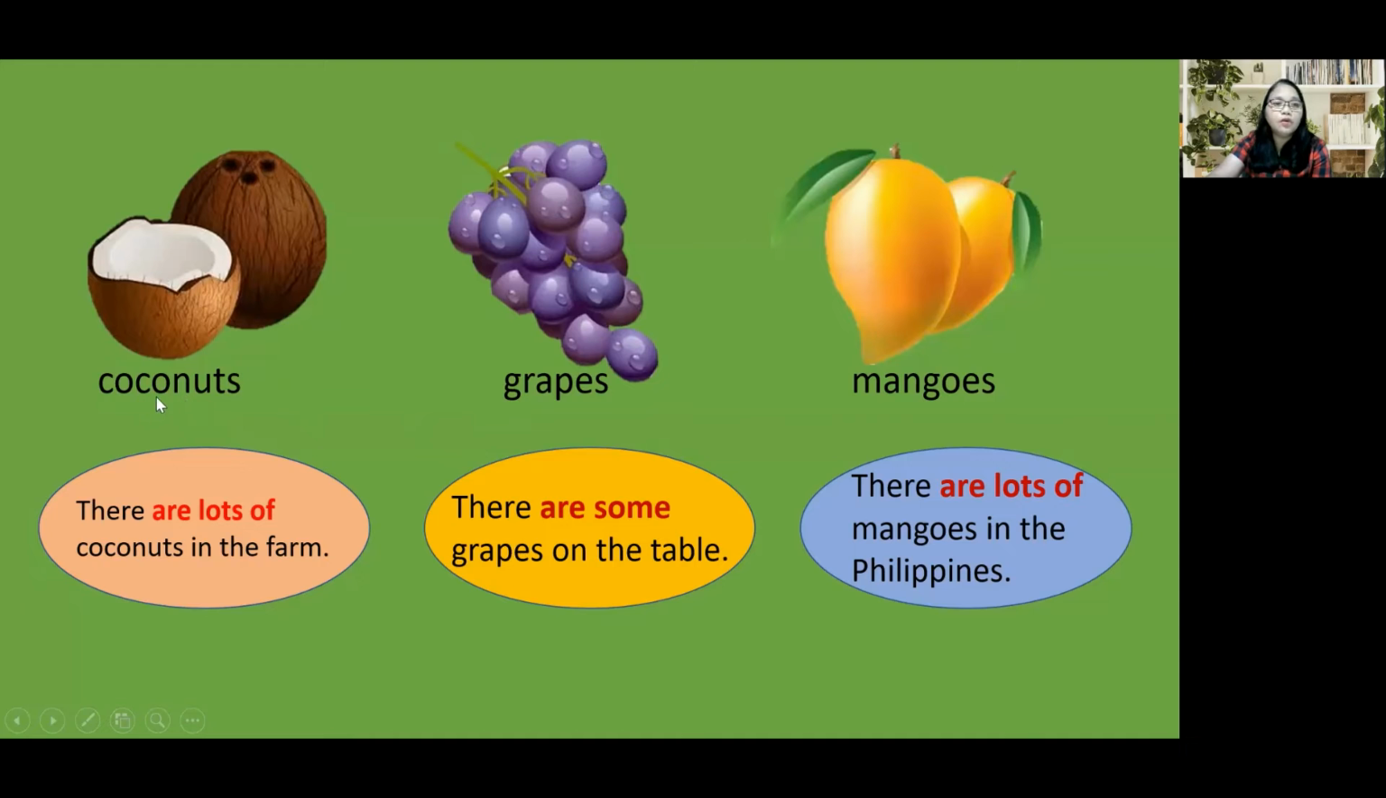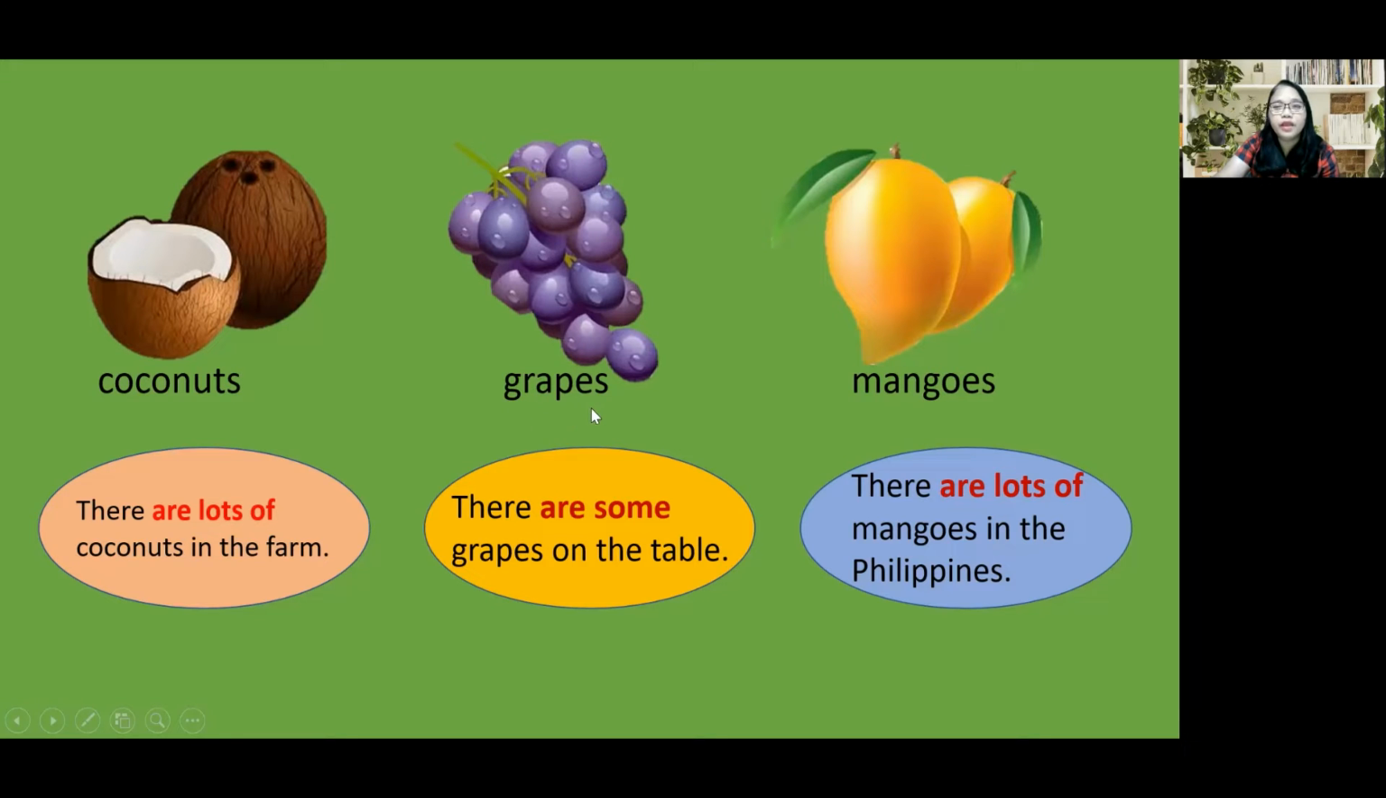Next, coconuts. Coconuts. There are lots of coconuts on the farm. There are lots of coconuts on the farm.